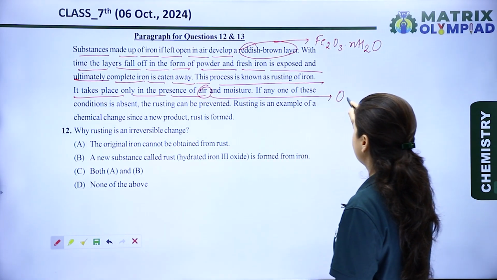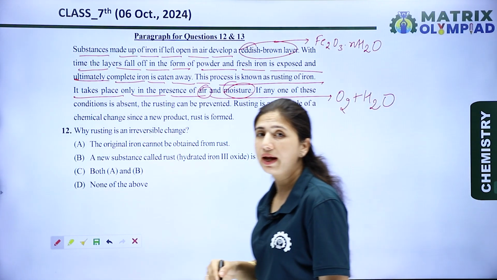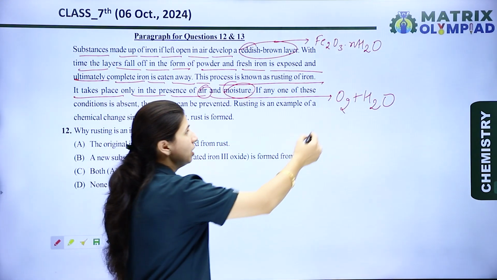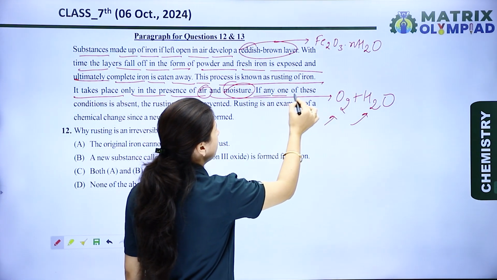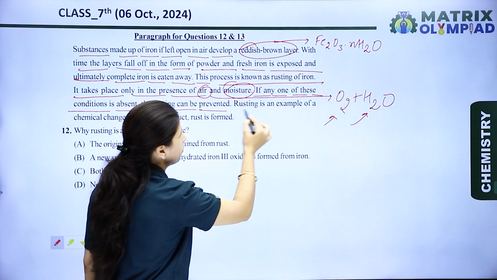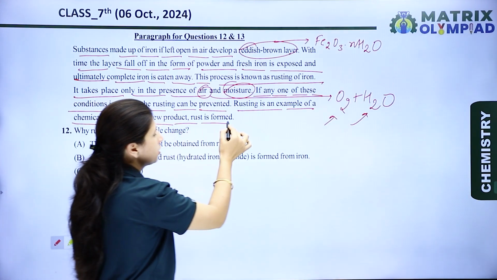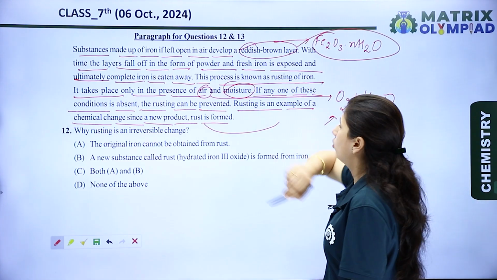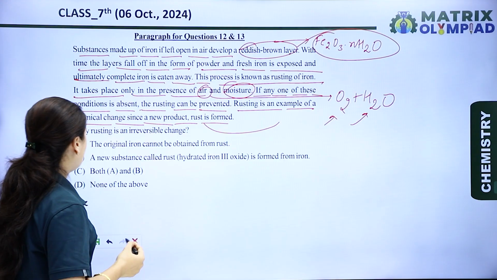Air means oxygen, and moisture means water, the basic components which are required. Only in the presence of these components does rusting of iron take place, that is oxygen and H2O, means air and moisture. Next, if any one of these conditions is absent, the rusting can be prevented. Rusting is an example of a chemical change, since a new product, rust, is formed, and the product rust is Fe2O3.xH2O, hydrated ferric oxide.